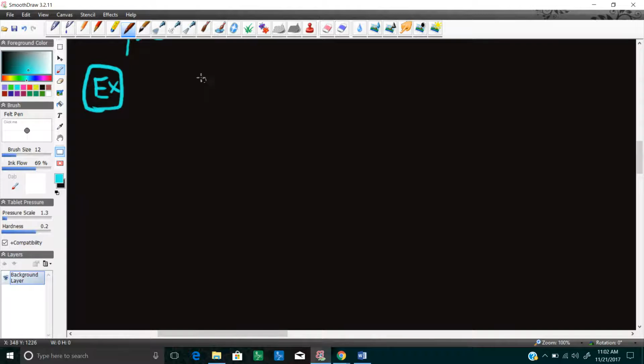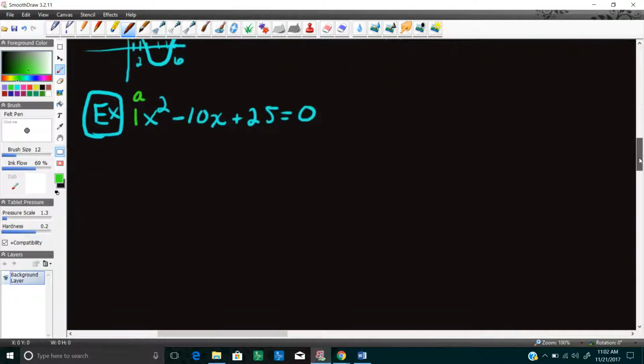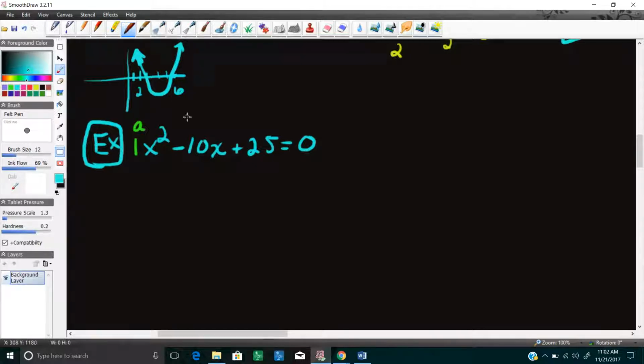Let's say we have, I don't know, x squared minus 10x plus 25 is equal to 0. Okay, so just like before, we label our A, B, C. So our A in this one is a 1. Our B, I forgot what color I used. I think I used blue. Yeah, I used the same color. Our B for this one is negative 10. Okay, and our C value is 25.